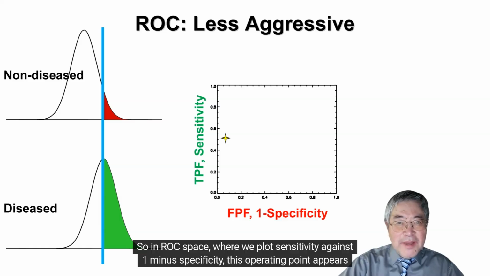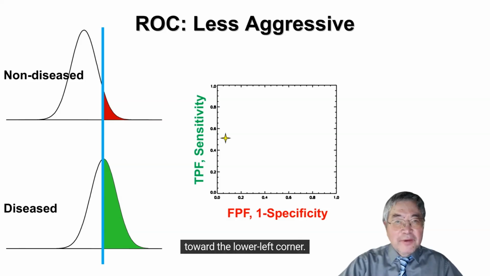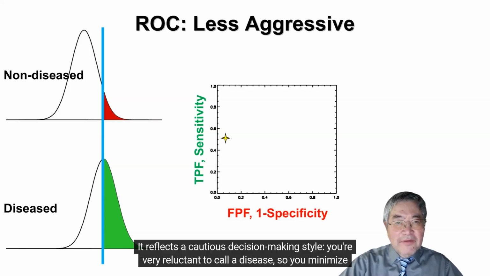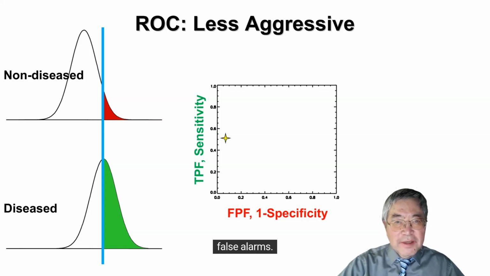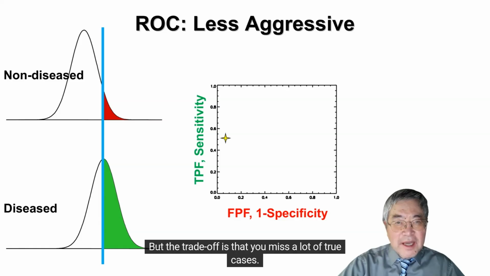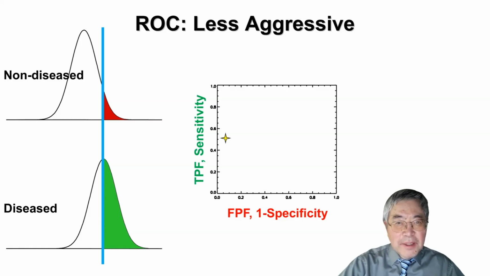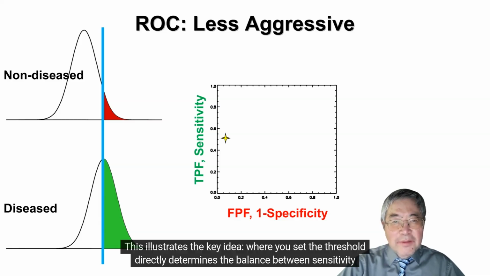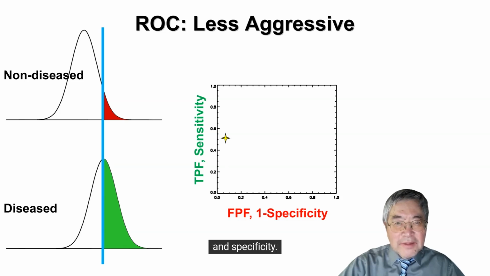So in ROC space, where we plot sensitivity against 1 minus specificity, this operating point appears toward the lower left corner. It reflects a cautious decision-making style. You're very reluctant to call a disease, so you minimize false alarms. But the trade-off is that you miss a lot of true cases. This illustrates the key idea. Where you set the threshold directly determines the balance between sensitivity and specificity.